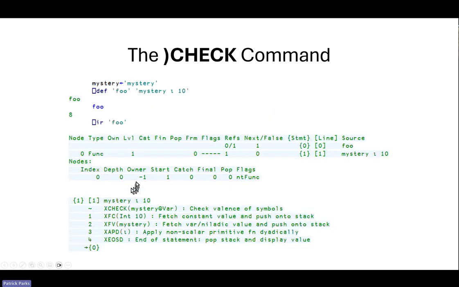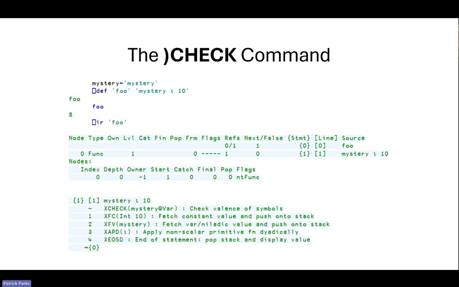Let's go to a little different example. I'm going to create a variable called mystery. I'm going to define a function foo that has one statement in it that says mystery iota 10. And I define function foo and execute it, and guess what? It sees mystery as a variable, so this iota is a dyadic iota, and it's going to look up the value of 10 in it. It's not going to find any occurrences, but since mystery is 7 characters long, it's going to return 8. So foo displays a value of 8.